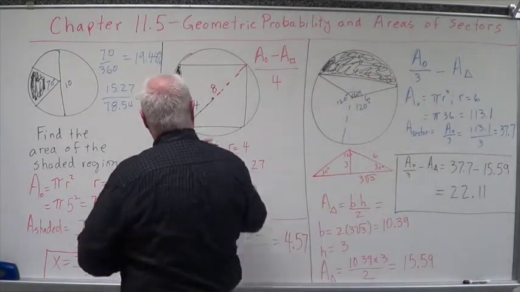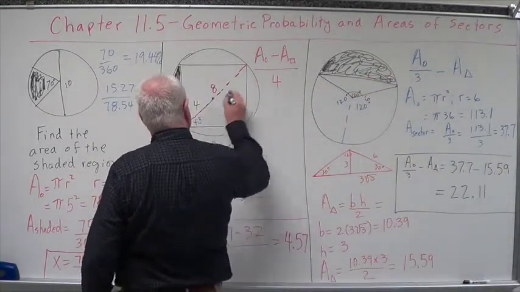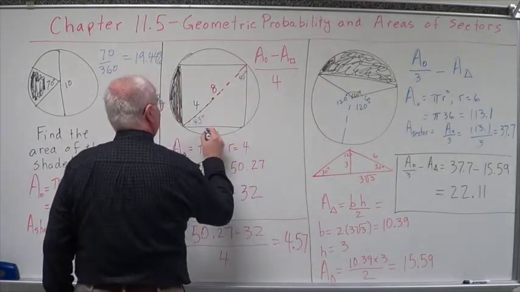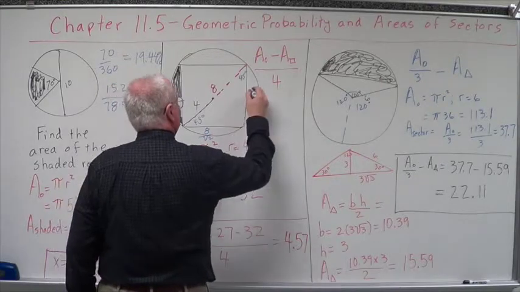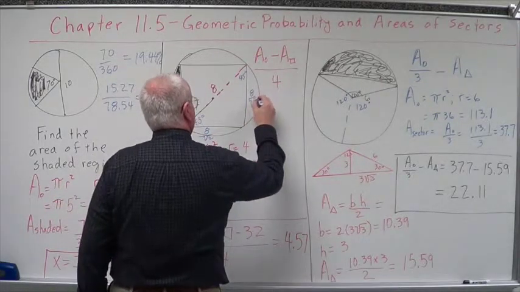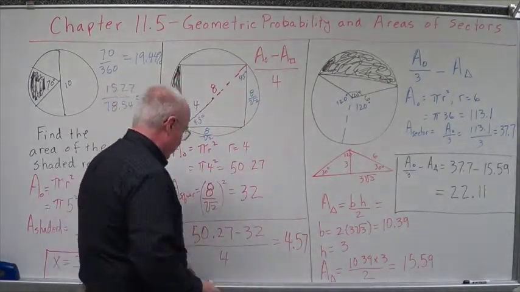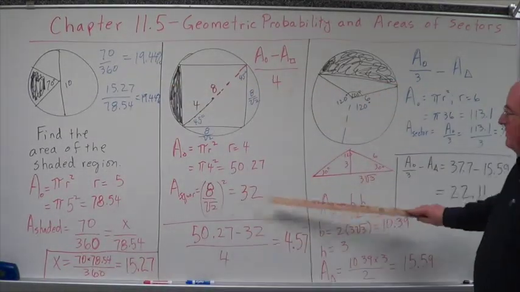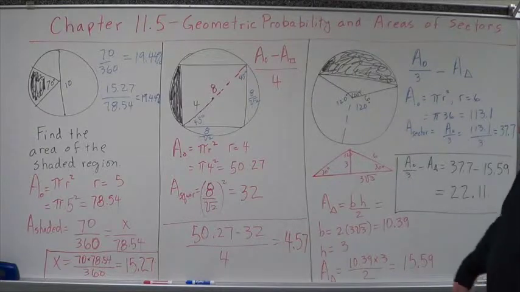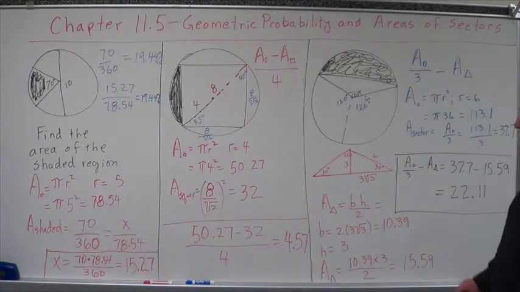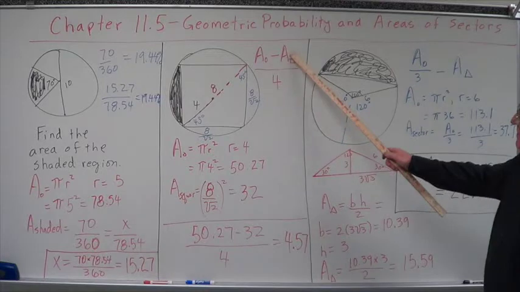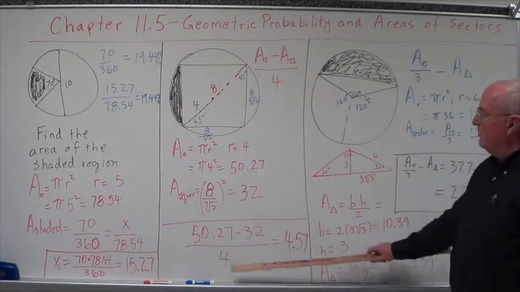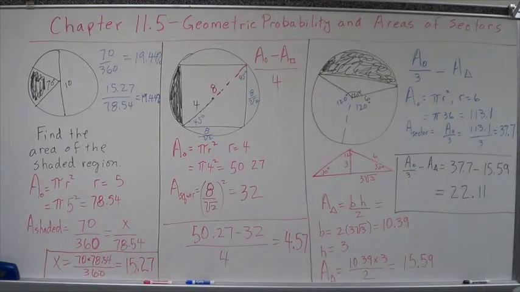This right here is 45 degrees. This right here is 45 degrees. This side is 8 divided by the square root of 2. This side is 8 divided by the square root of 2. Well, we multiply 8 divided by the square root of 2 by itself, and we get 64 divided by 2, which would be 32. So we're going to come back up here and do our equation. We take the area of the circle minus the area of the square. We divide by 4. We come up with 4.57.